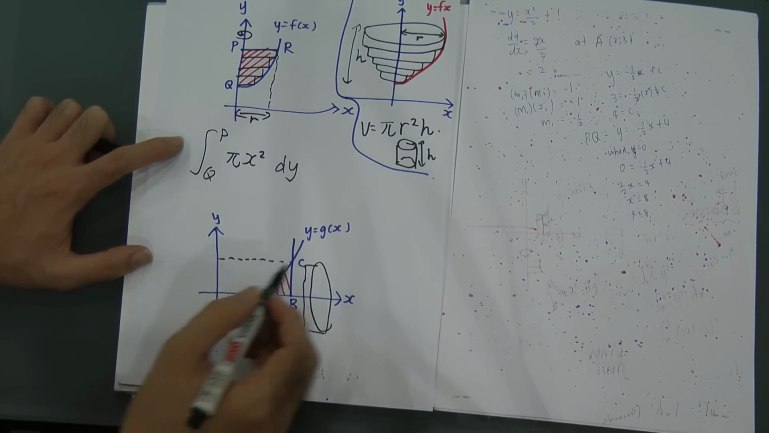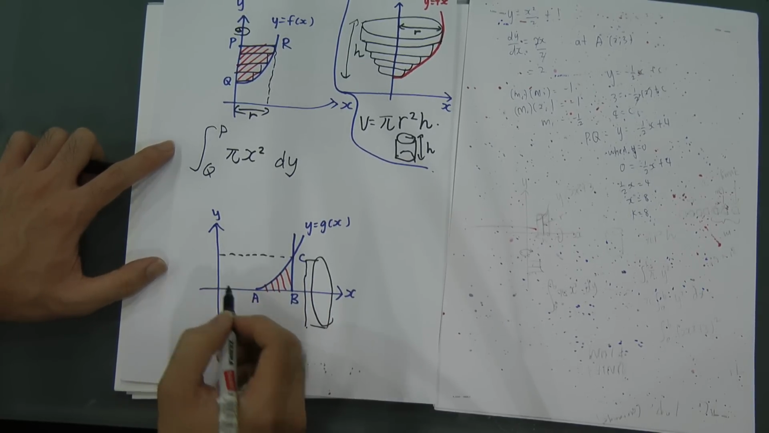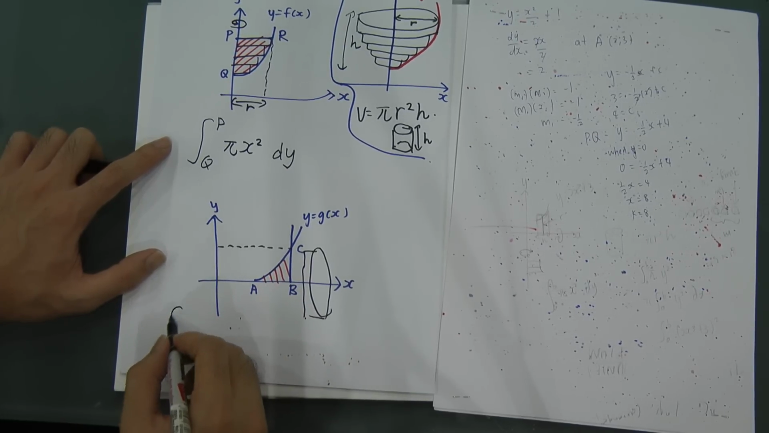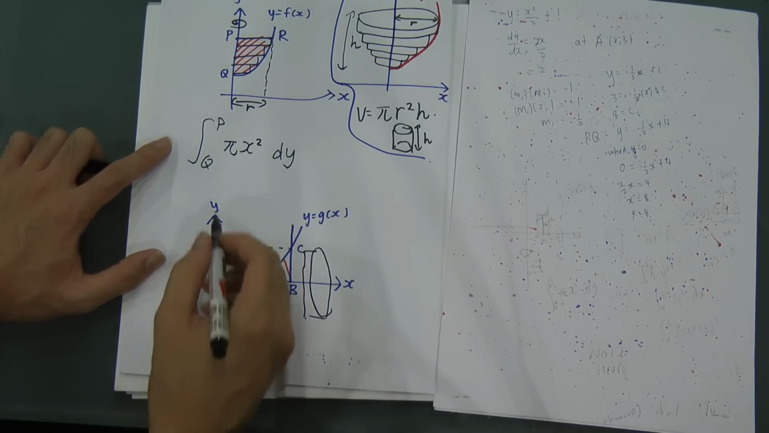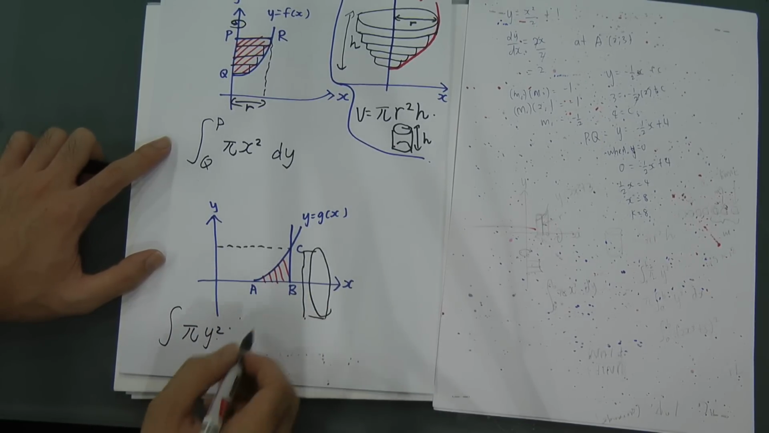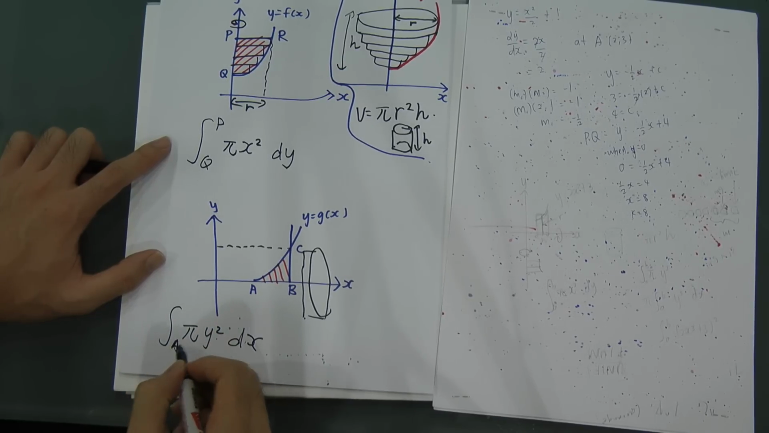Okay, so in order to find the length of this one, we have to look at the y-axis here. So the formula for this one is pi r square. So r here is referred to y. So pi y square h. H here is on the x-axis, so dx. And then from a to b. From a to b.